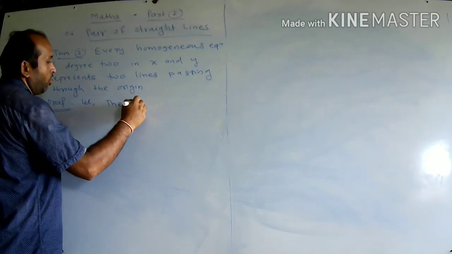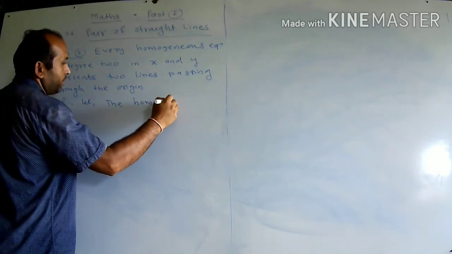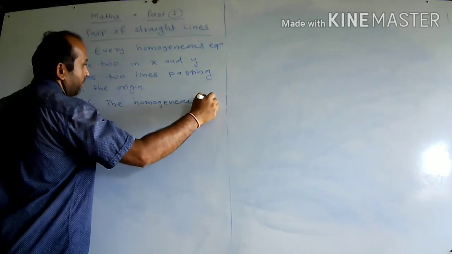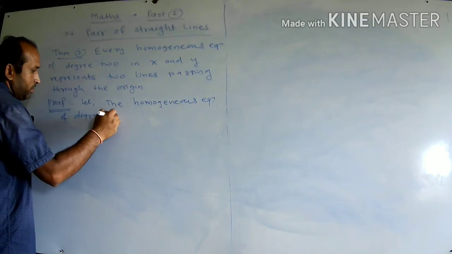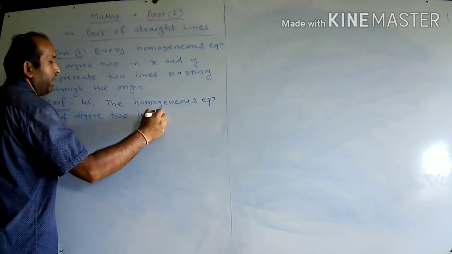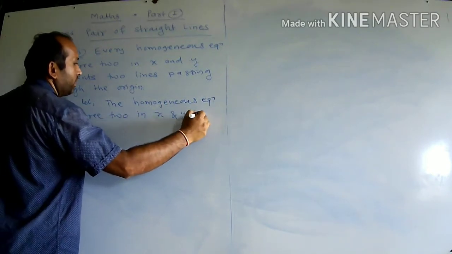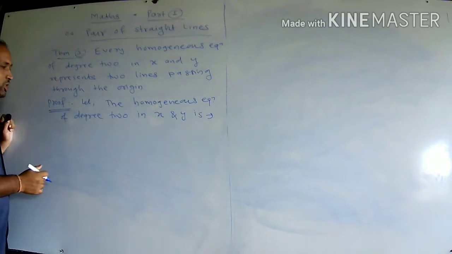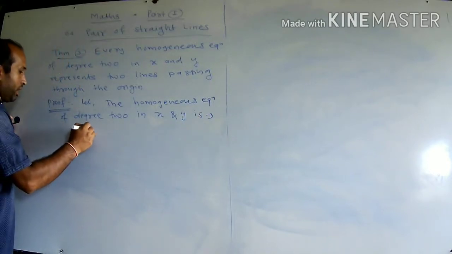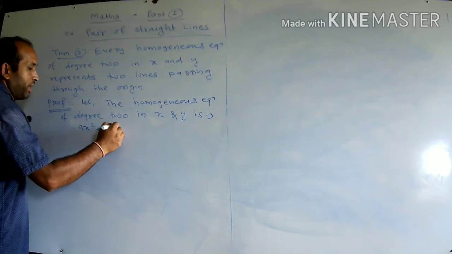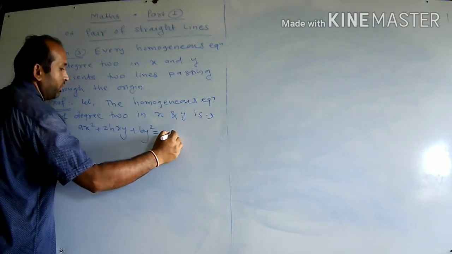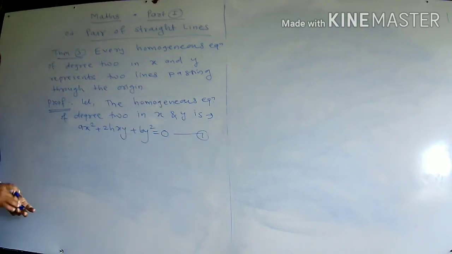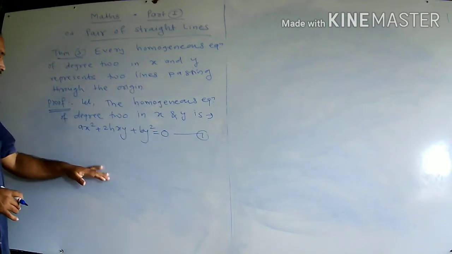Let the homogeneous equation of degree 2 in x and y be, here take the standard homogeneous equation of degree 2, that is ax square plus twice hxy plus by square equal to 0. This is the equation number 1.